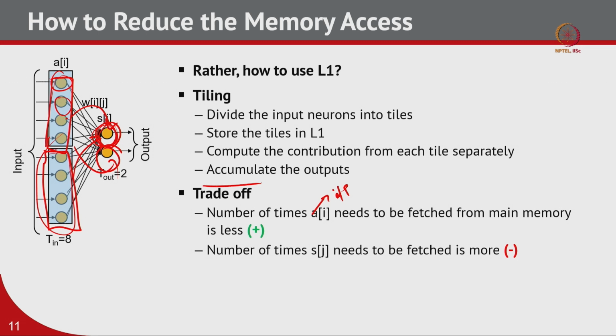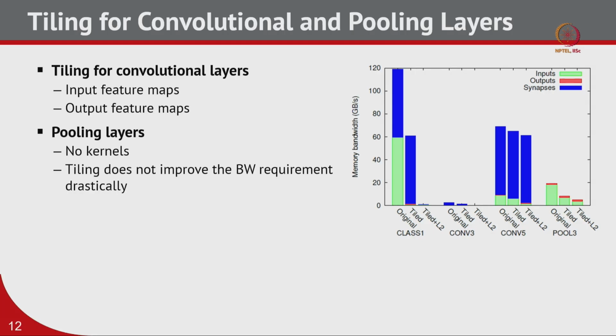Okay. Now, DianNao actually implemented this concept of tiling. They implemented the tiling for the convolutional layer, where we can tile the input feature map and output feature map. They also implement this tiling for the pooling layer. There is no kernel in the pooling layer, so that is why the tiling does not improve the bandwidth requirement drastically. So, let us discuss this figure.